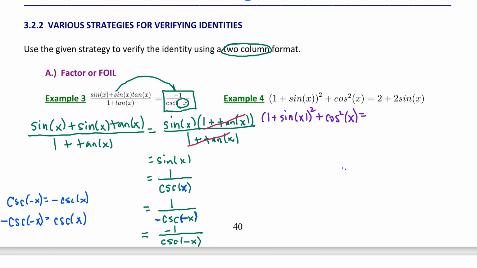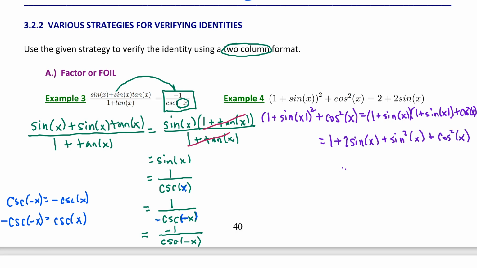Now, because we have a binomial squared, we can FOIL that out. So to obey the exponent, I'm going to multiply the base by itself twice and then tack on the cosine squared of x. Foiling, and I'm going to scoot over a little bit. Foiling, we have 1 plus, notice the outside and inside terms combine to give us 2 sine of x. The last terms have a product of sine squared of x, and then we have a cosine squared of x here on the end.